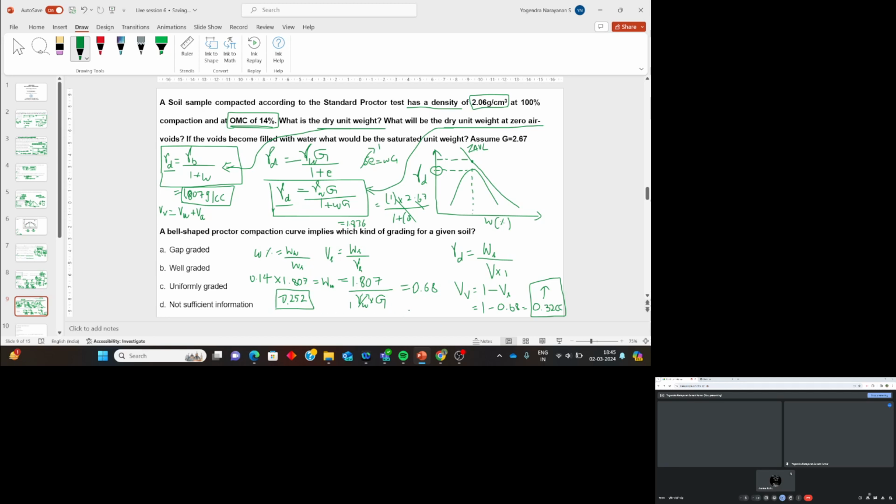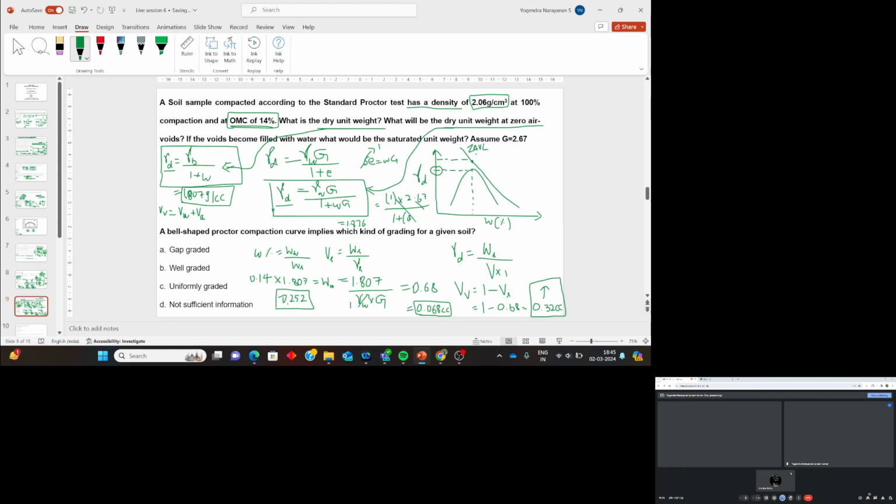Now how much water you need to add? 0.32 minus 0.252. It will be 0.068. Now this much water you are adding. So this is how you calculate how much water is to be added.